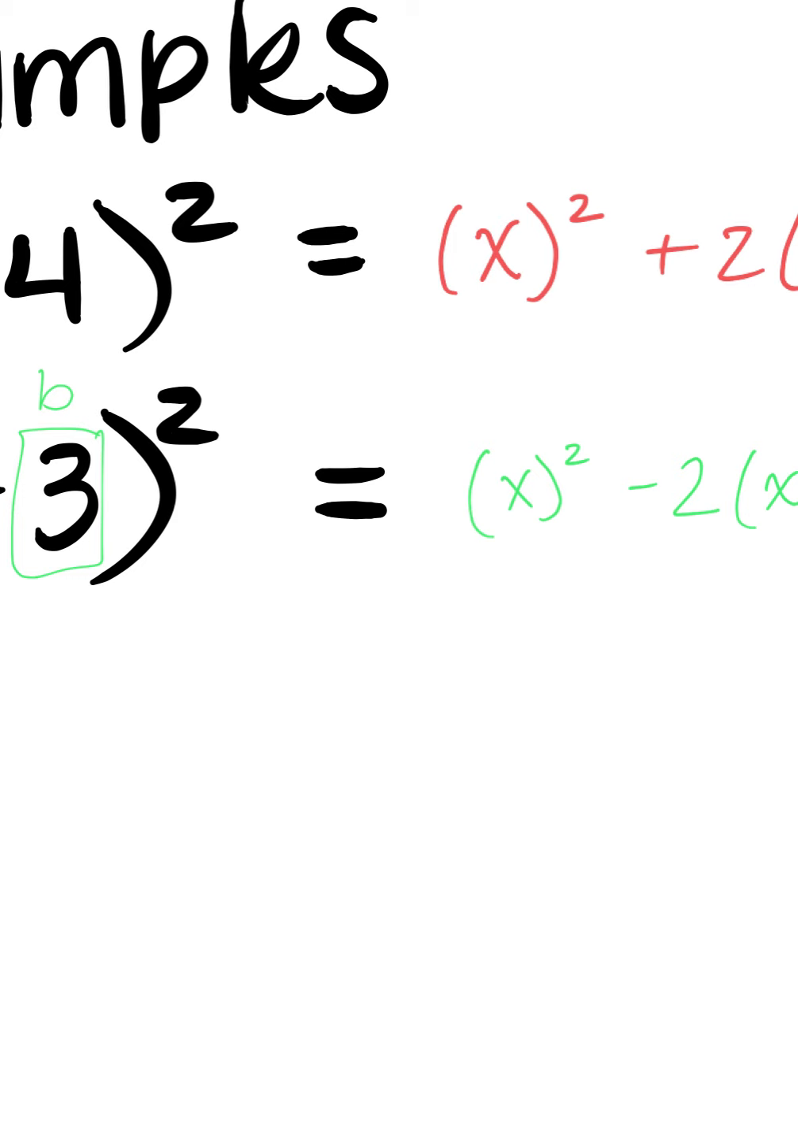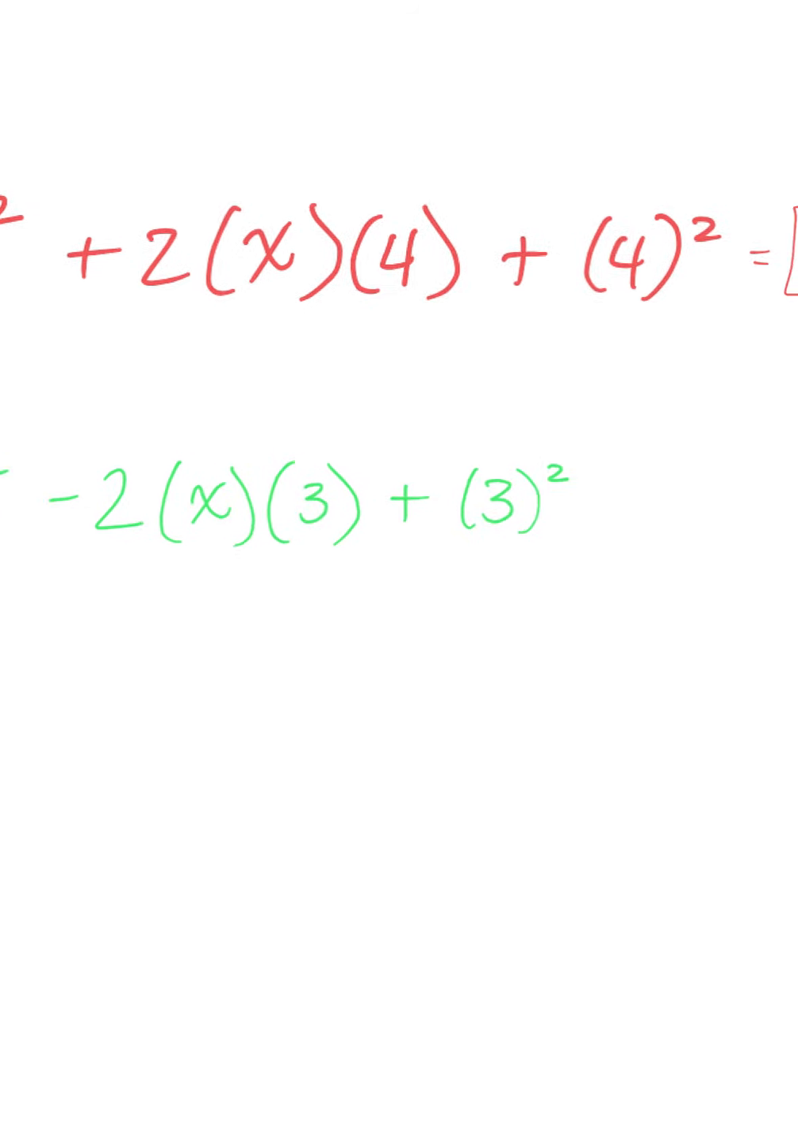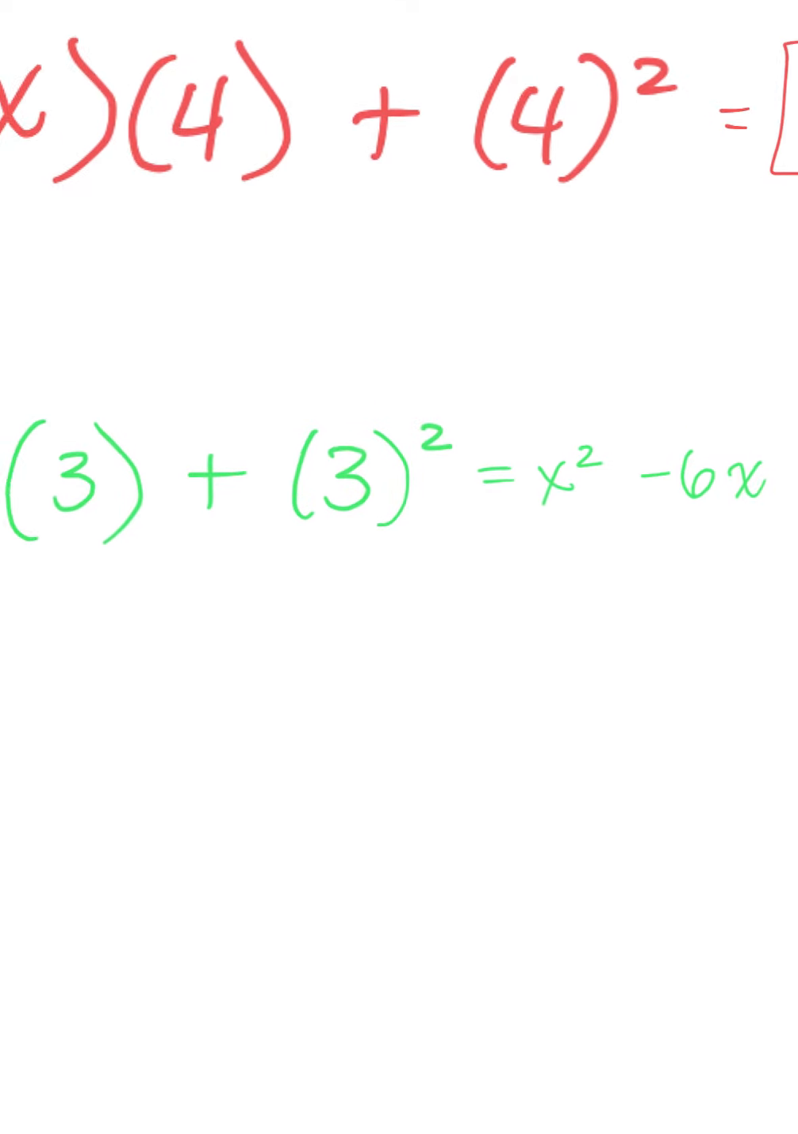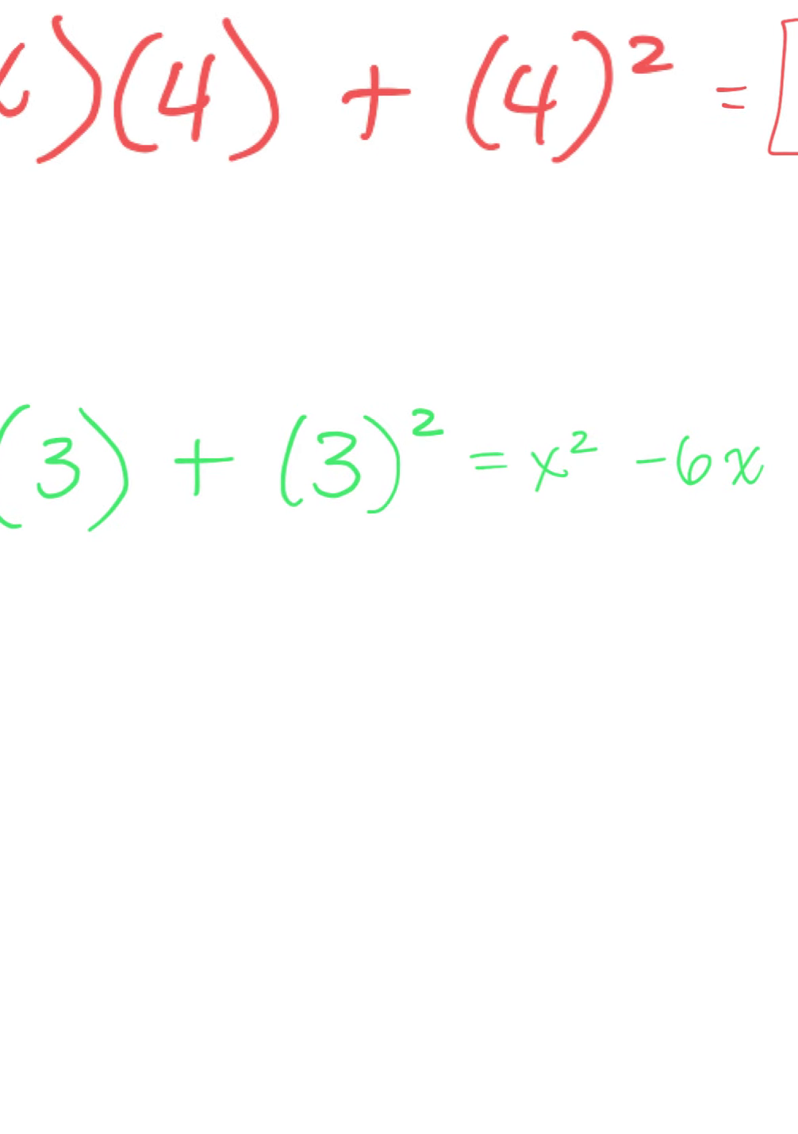Okay, x squared is just going to be x squared. That one stays the same. X squared. 2 times x times 3. Tessa? Good. Negative 6x. And then 3 squared? 9.